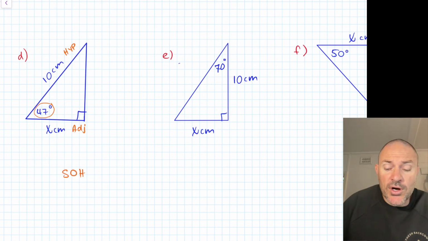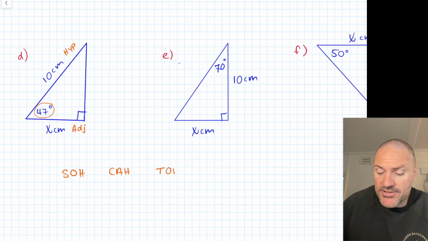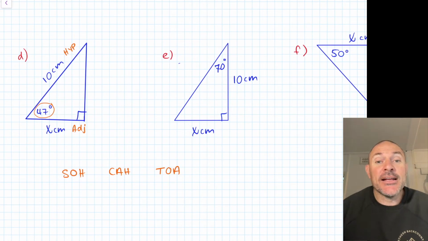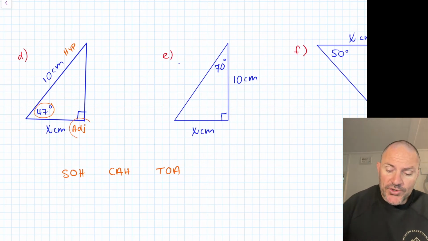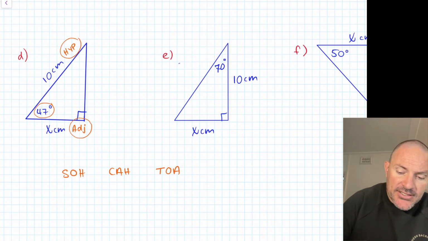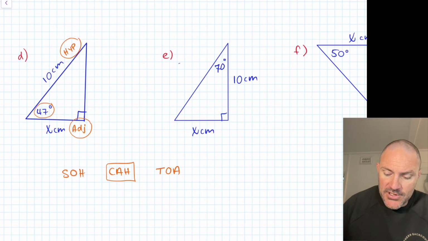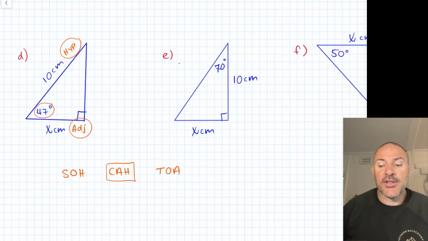SOH: sine is opposite over hypotenuse. CAH: cos is adjacent over hypotenuse. And tan is TOA: tan is opposite over adjacent. Which rule uses the adjacent and the hypotenuse? Well, there you go. You can see it's the cos rule.